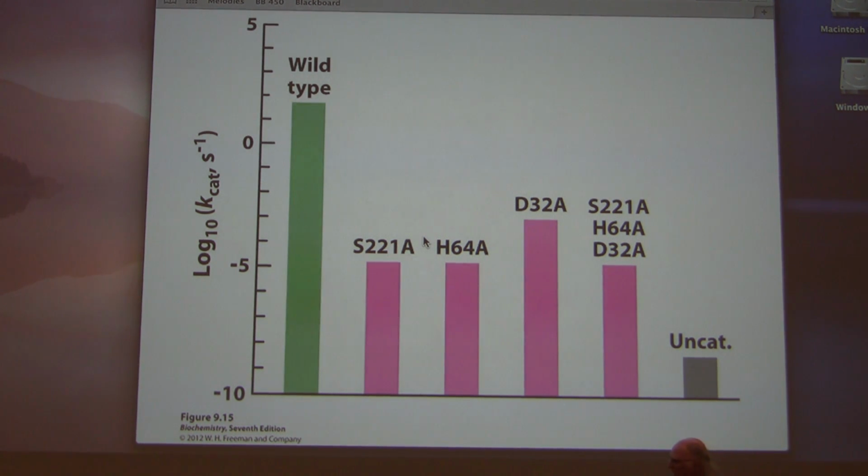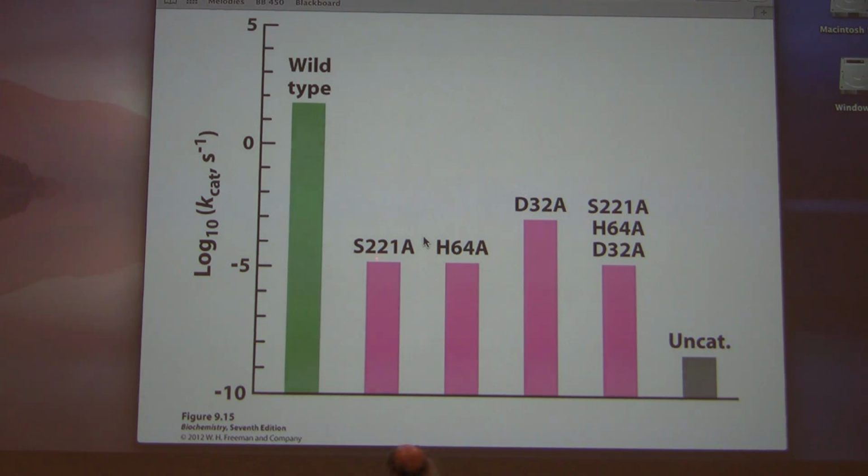Here's a cool demonstration of the importance of the catalytic triad. This is a serine protease called subtilisin. You don't need to know that, but it has a catalytic triad just like the other ones. All right? This measures the kcat of different forms of this enzyme. Here's what's called the wild type, meaning unmutated, meaning it has a normal catalytic triad.